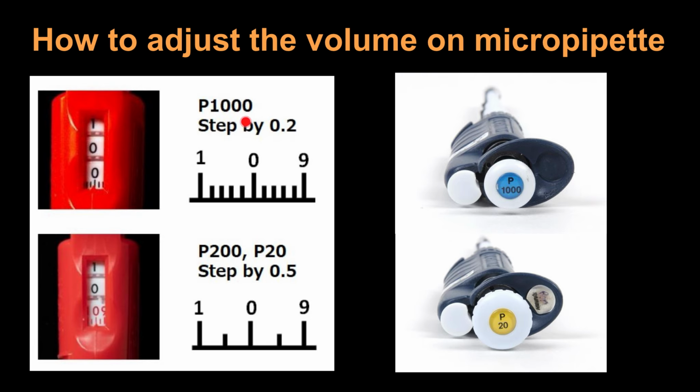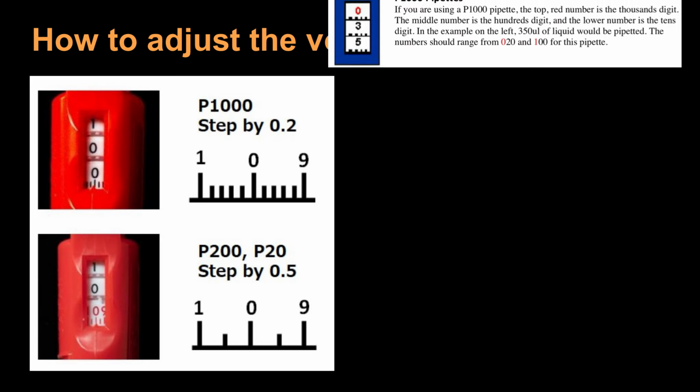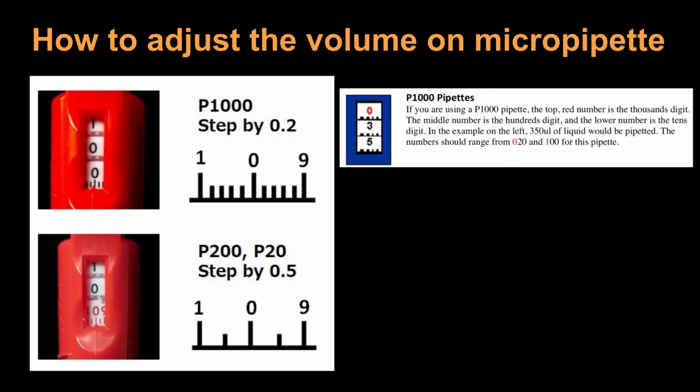So if we have a P1000 micropipette, what does this dial window show us? Take a look at this picture. If you are using a P1000 pipette, the top red number is the thousands. So this stands for the thousands digit. The middle number is the hundreds digit, this one. And the lower number is the tens digit. In the example on the left, 350 microliters of the liquid would be pipetted.